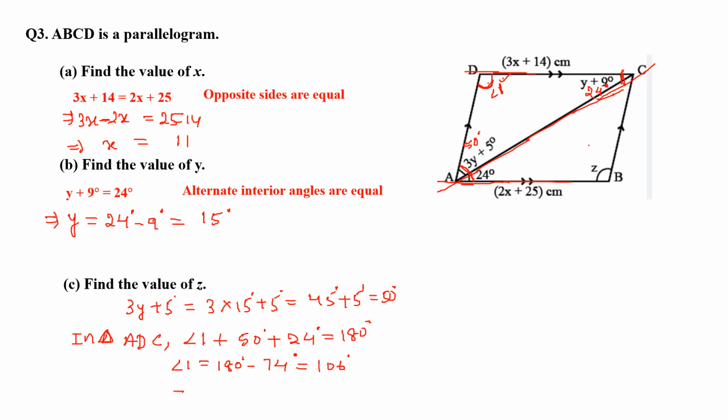So if angle 1 is 106, Z will also be 106 degree. Reason is opposite angles are equal. Okay. So from here I got my value of Z also. Okay. Now moving to the next question.